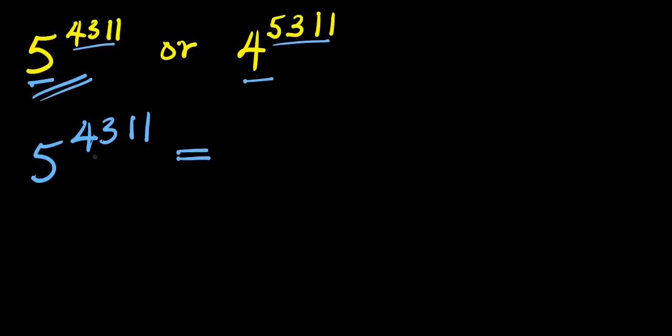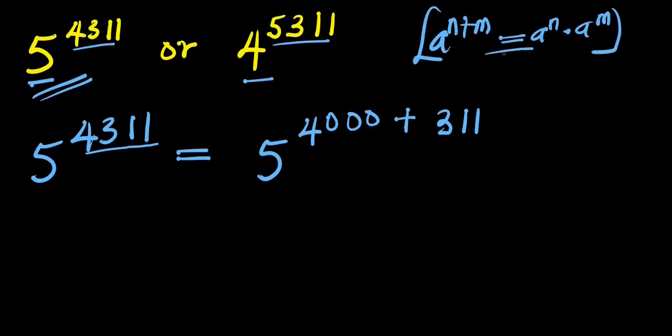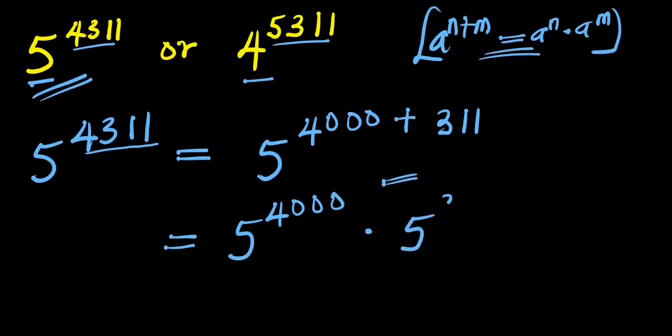So we can simply express this 4311 as the summation of 4000 plus 311. So we have 5 power 4000 plus 311. Then going by this identity, a power n plus m equals a power n times a power m, by applying this identity here, we are going to have 5 to the power of 4000 times 5 to the power of 311.